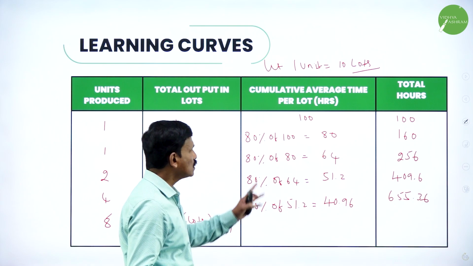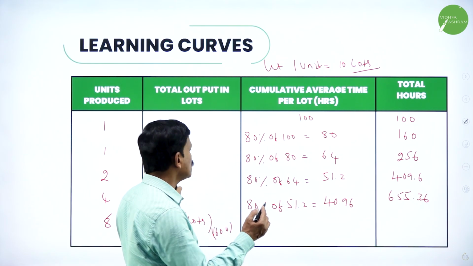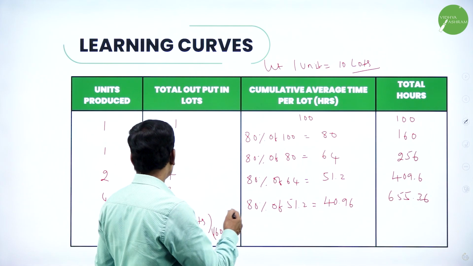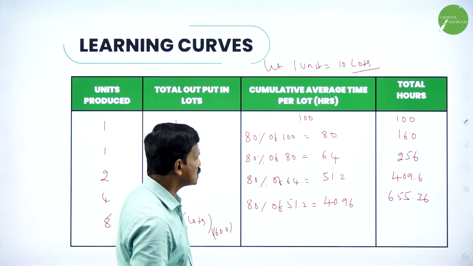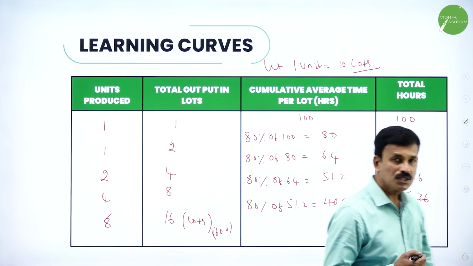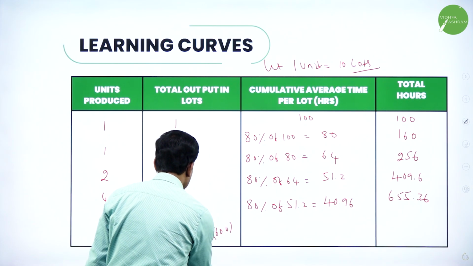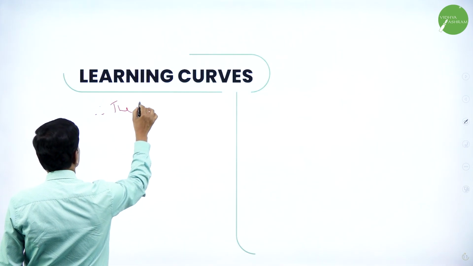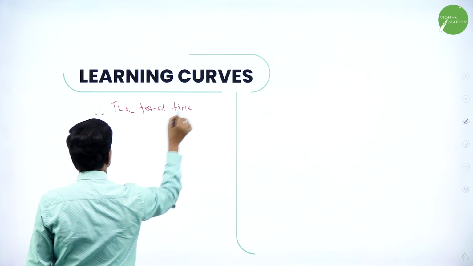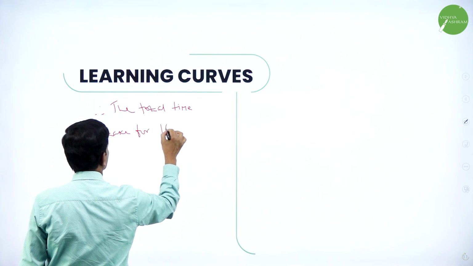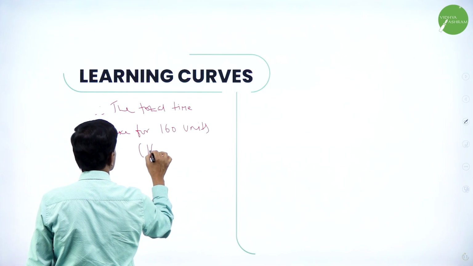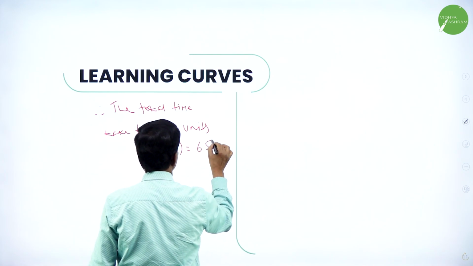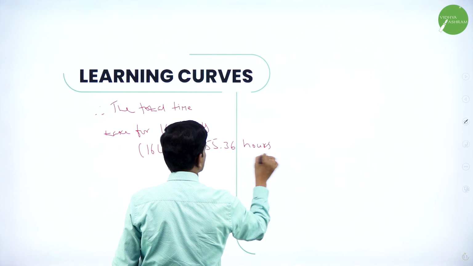So, the total hours is 100, 80 into 2 is 160, again 64 into 4 is 256, 51.2 into 8 is 409.6, and the last one, 16 into 40.96 is 655.36. Right. So, therefore, the time taken for 16 lots, that is 160 units, is 655.36 hours. This is the total time taken.